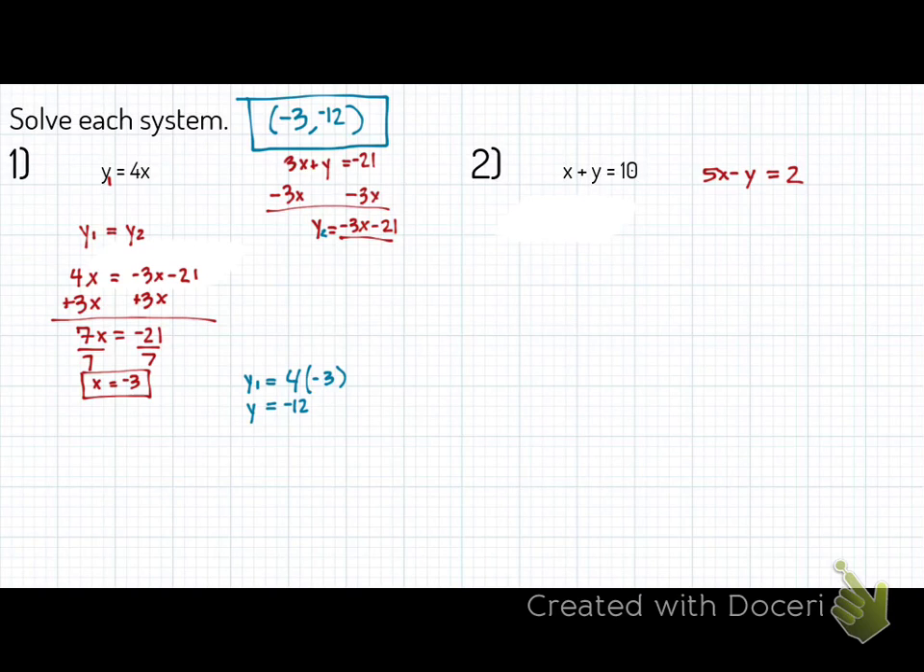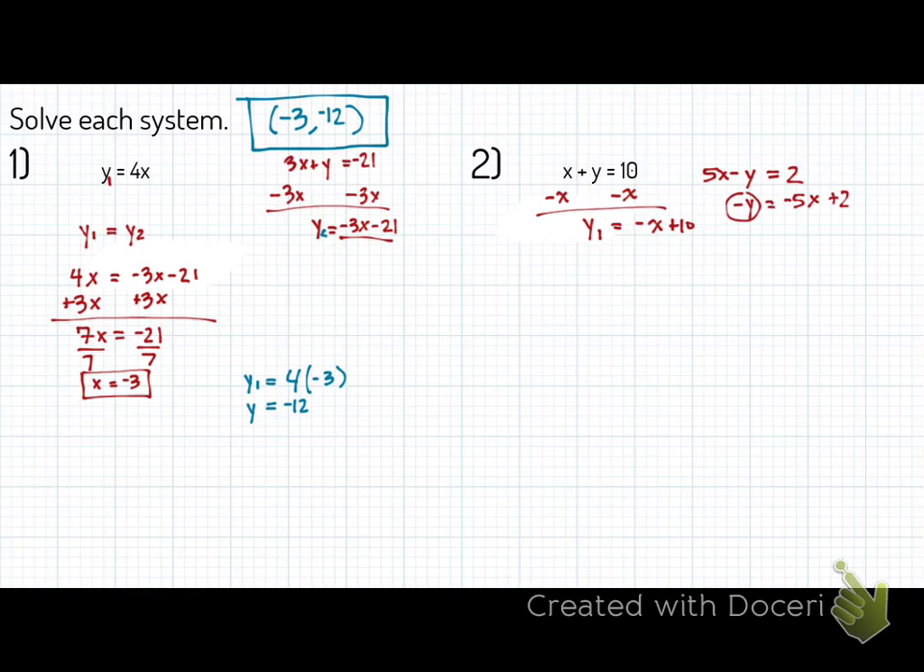So I want to isolate the y, this first equation. I'm going to subtract x on both sides. So I got y is equal to negative x plus 10, okay? And this could be my y sub 1. Second equation, I'm going to subtract 5x on both sides. So we got negative y is equal to negative 5x plus 2.